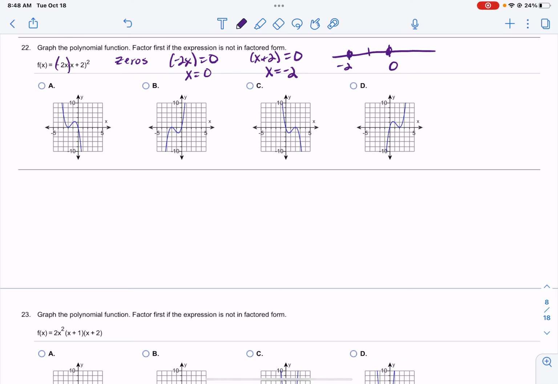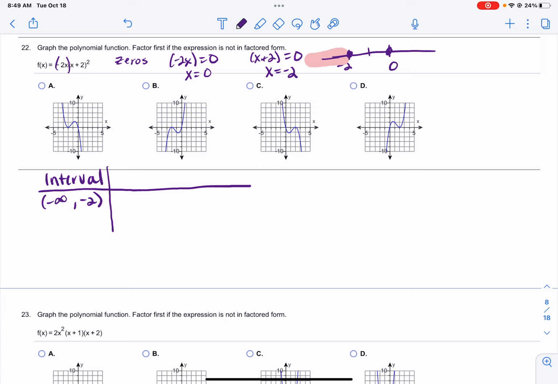And we can pick test points within each of those three intervals to determine if the graph is above or below the line in those intervals. So I set up the interval table here, and the first interval would be from negative infinity all the way up to negative 2.